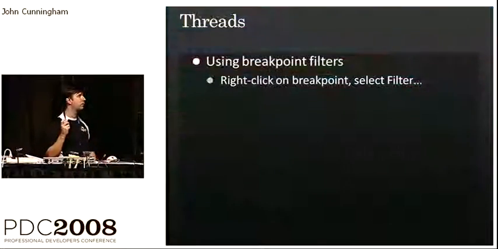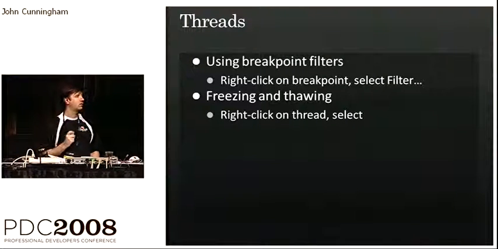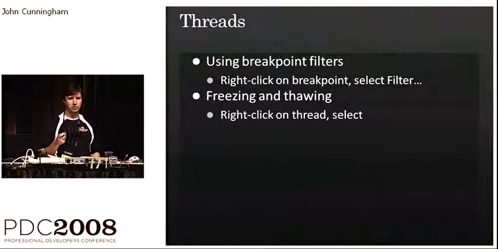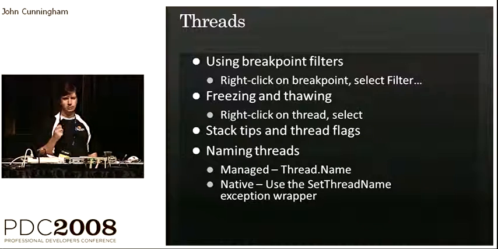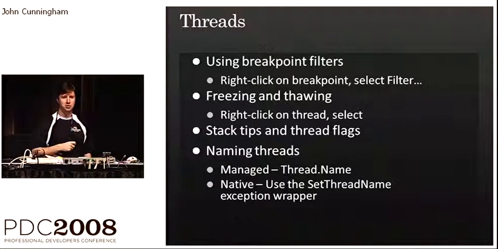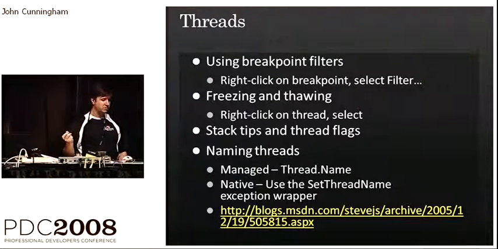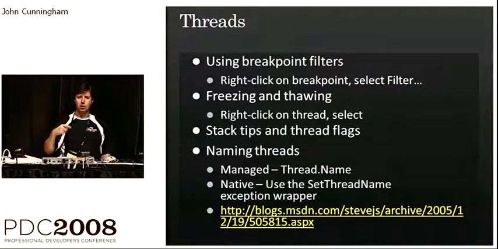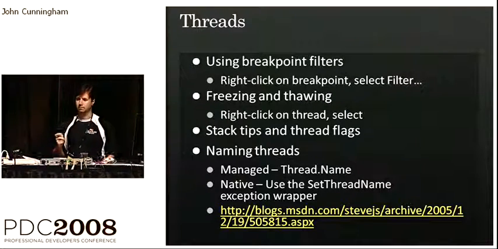So just to recap, use the filter to set thread-specific breakpoints. Freezing and thawing, which is click on the thread and select freeze or thaw. Stack tips and thread flags to be able to manage your threads better. And naming threads. Again, it's really trivial in managed code, but you'll need it after the fact that you've shipped it without thread names. You'll be cursing yourself for not doing it. And in native, we have a wrapper. A member of our team, Stave.js, has a pretty good blog article on exactly how we do thread naming, so I'd like you to go and take a look at that if you're interested.